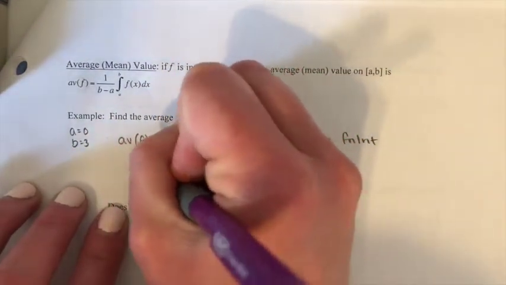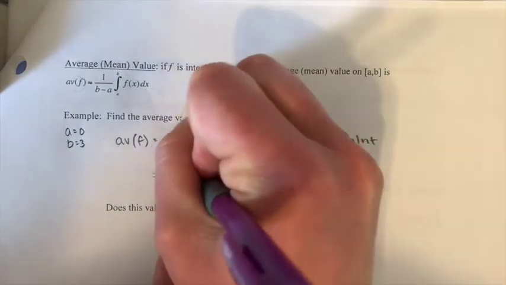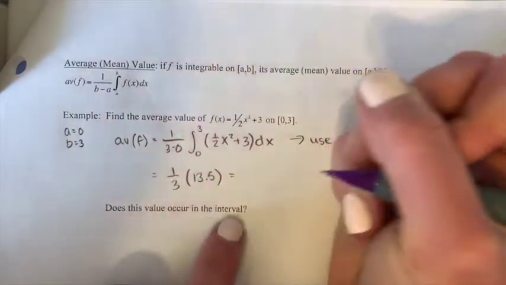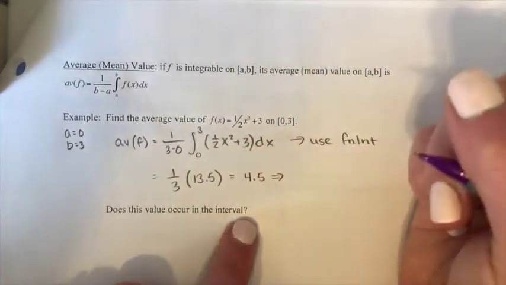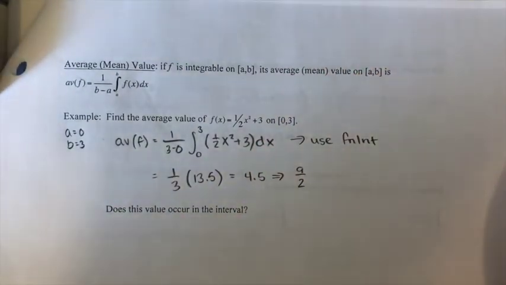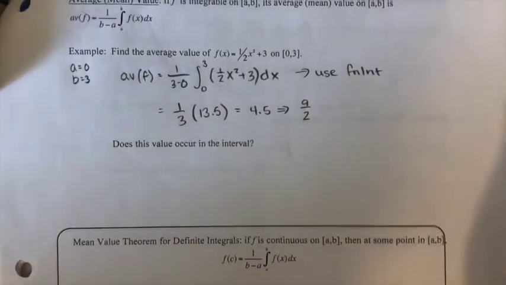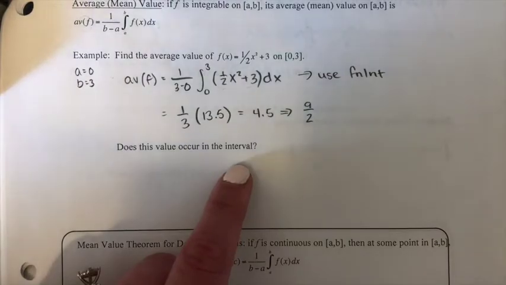So then it's 1/3 times that value that you got off your calculator, which should be 13.5. So then I get 4.5. Calculus is always better with fractions, so we'll change it to 9/2. Okay, so does this value occur in the interval?